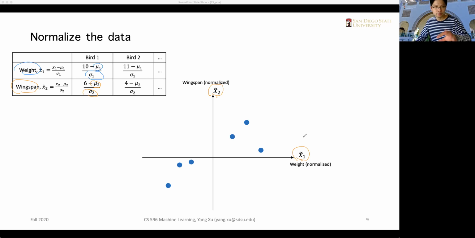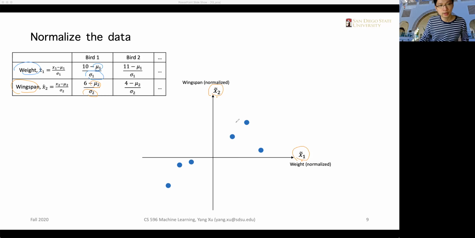One characteristic of this normalized data is that it centers around the zero point, right? Because we subtract the mean values from each data point. So if we sum up all the normalized data points, the result will be zero, right?